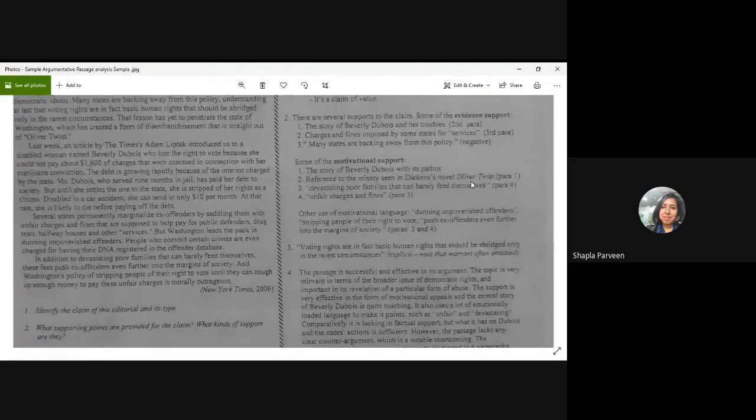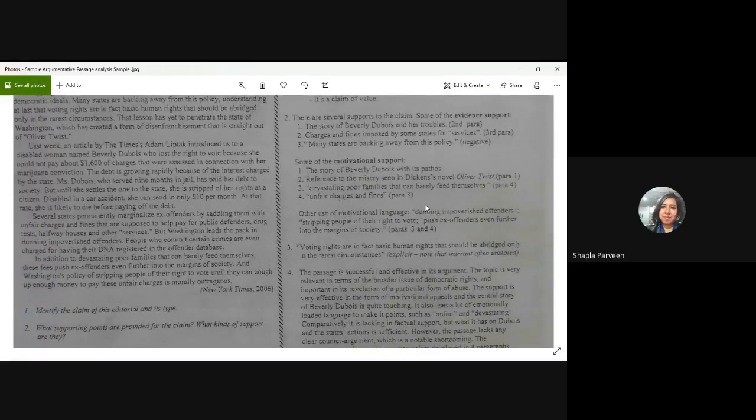So this story is about this orphan boy who lived in an orphanage, about his journey, about his adventure. So you actually feel for this character, just like you would feel for a Beverly Dubois, you'd also feel for Oliver Twist. That's why the reference to the misery seen in Dickens's novel Oliver Twist is also an example of motivational support. Okay, and then devastating poor families that can barely feed themselves, and then unfair charges and fines. This information also kind of stirs your inner emotions, and it's enough to convince you into believing in the writer's viewpoint.